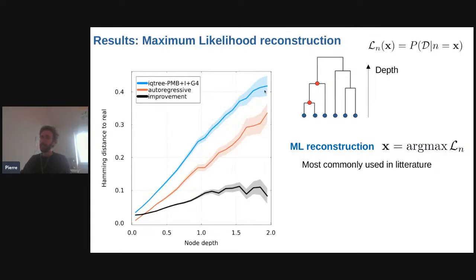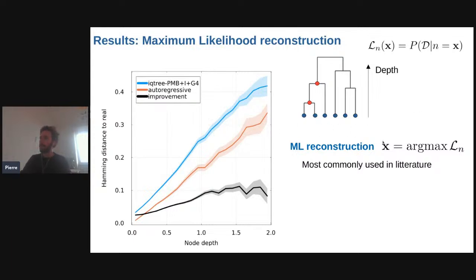And this is averaged over many trees. We do this for many synthetic trees, I think 100 trees of 100 leaves each. So these curves are averages, and one sigma is the error bar.